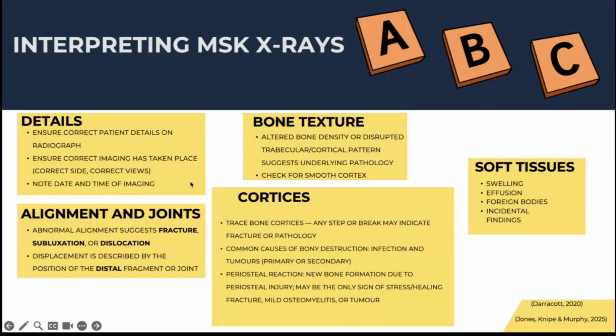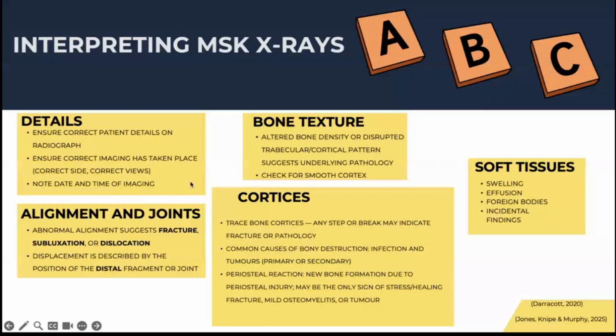So when we're looking at A, we've got alignment and joints. We're looking at any abnormal alignment, which could suggest things like fractures, subluxations or dislocations. And when you're describing displacement of these fractures or dislocations, you're looking at the position of the distal fragment or the joint when you're describing them in your interpretation.